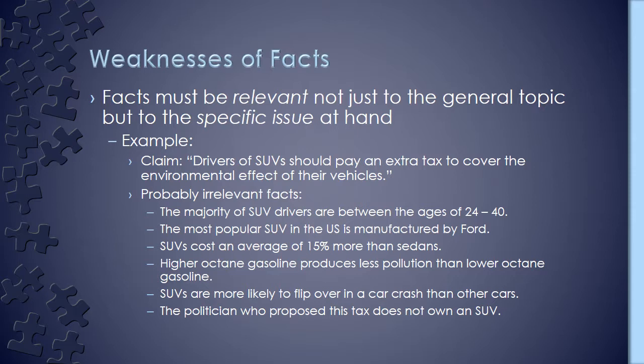But these are all facts. Let's just assume these are true for the purposes of this demonstration. Even though they're true, even though they might be related to the general topic of SUVs and taxes, they have nothing to do with the question of whether or not these drivers should pay an extra tax to cover their environmental effect. The majority of SUV drivers are between the ages of 24 and 40. Ford manufactures the most popular SUV. SUVs are more expensive. Higher octane gasoline produces less pollution than lower octane gasoline, et cetera, et cetera.